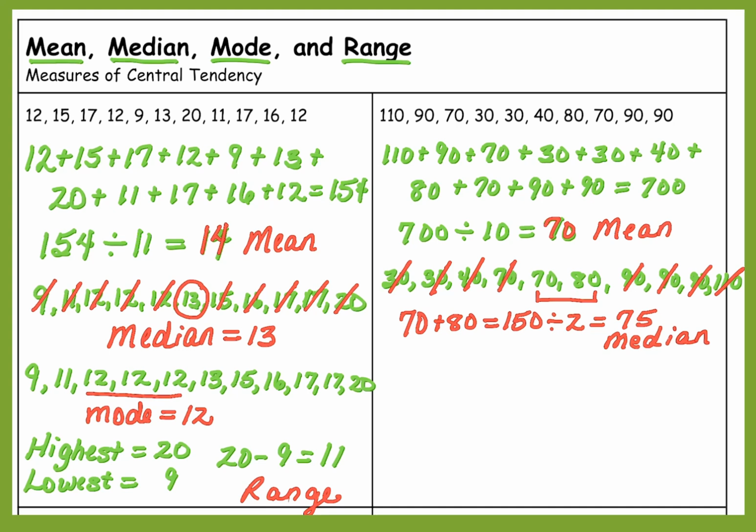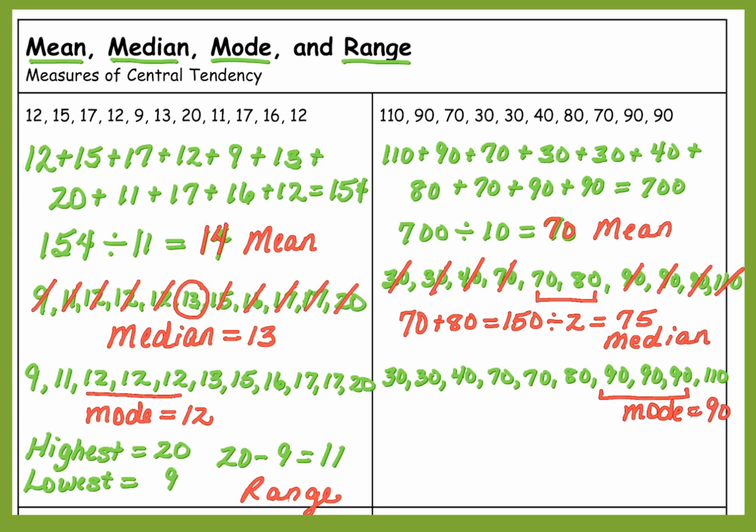Now let's find the mode. We're going to rewrite the numbers again in order from least to greatest just to make sure that we have all of our numbers there. Now, when we write out our numbers, you want to make sure to include every single number. From here, we can see the number most often found is 90. So 90 is our mode.